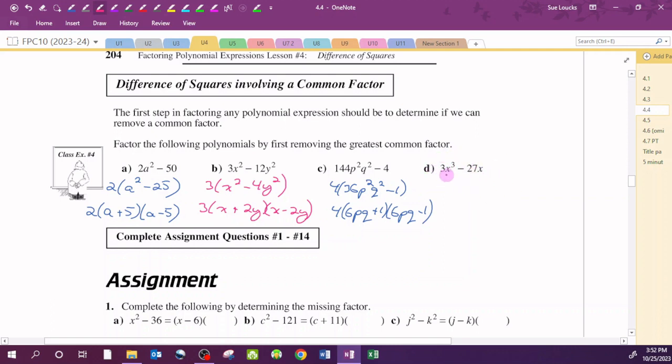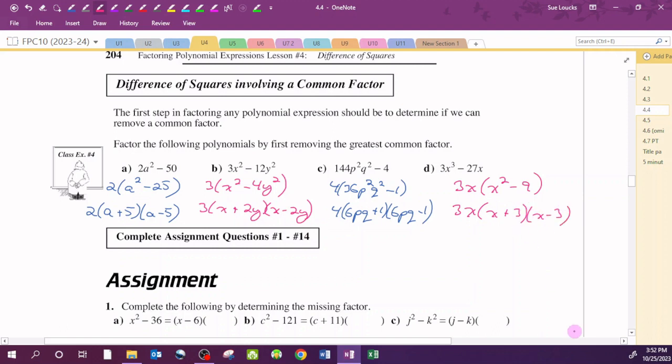Okay, greatest common factor here is 3x. So I'm going to divide everything by 3x. I get x squared minus 9. Hey, look, those are both perfect squares. So this is 3x times x plus 3 and x minus 3.